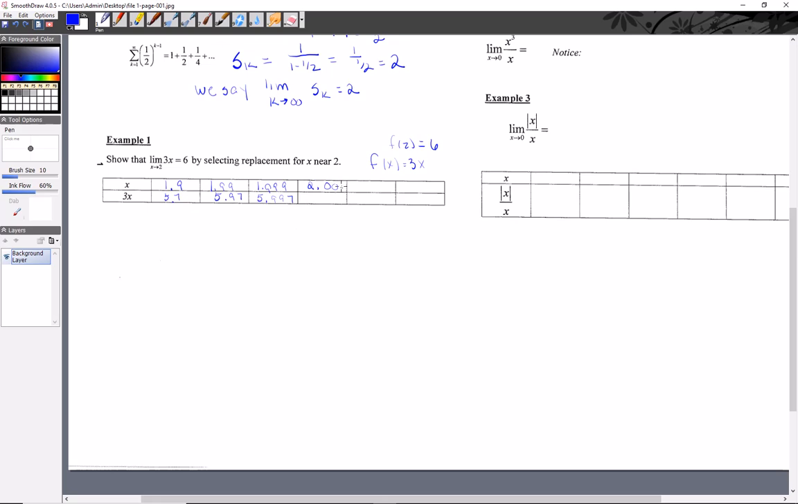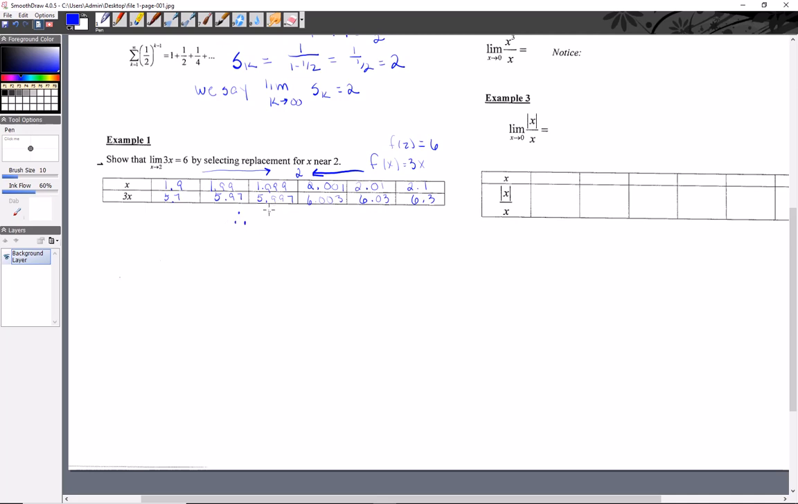2.001. And we'll triple that, and we'll get 6.003. And we'll get a little further away, 2.01, and that'll be 6.03. And then 2.1 will give us 6.3. So as we approach from the left, and as we approach from the right, we are seeing these numbers converging at 2.